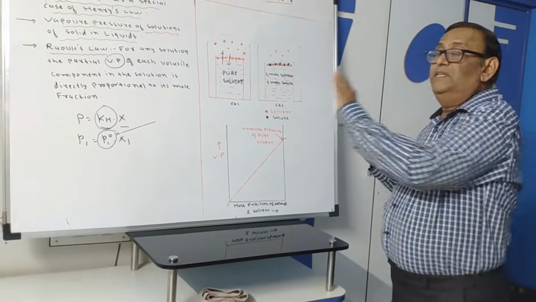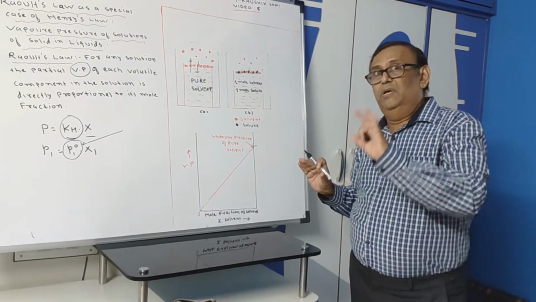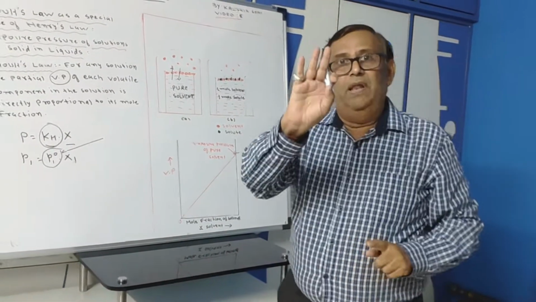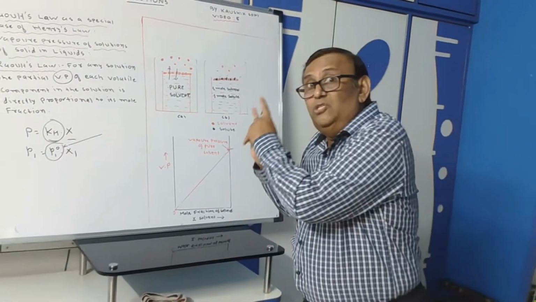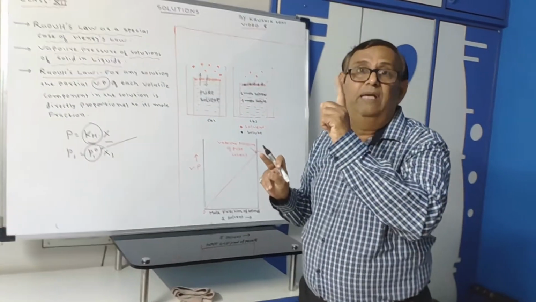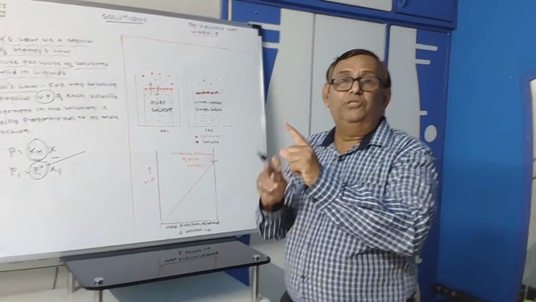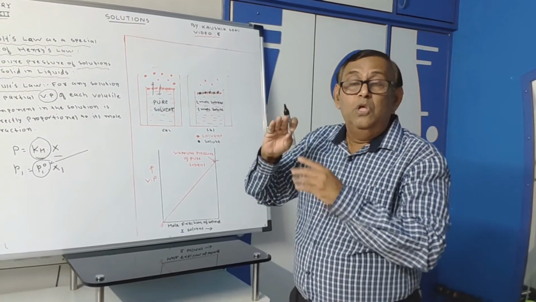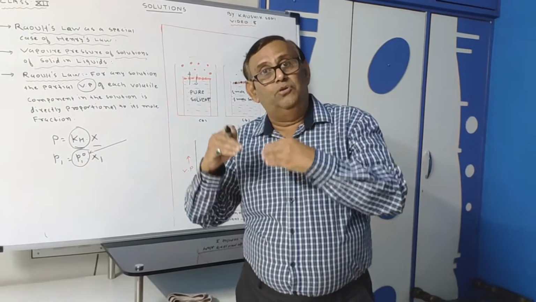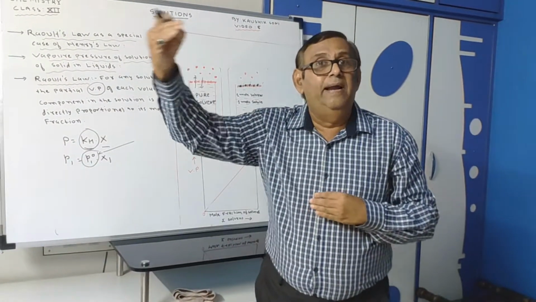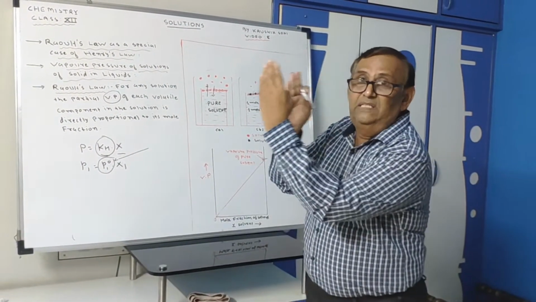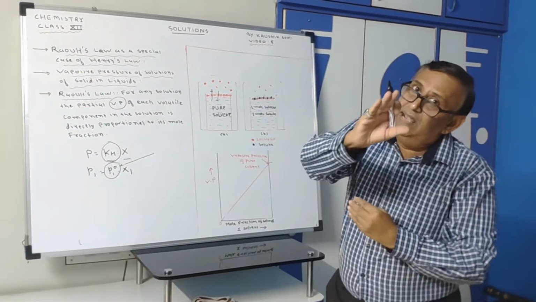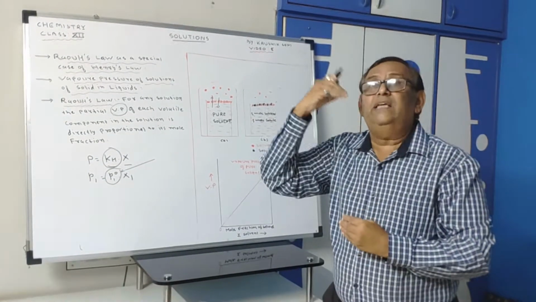Now this Raoult's law is for binary solutions, that means only one solute and only one solvent, and for solutions which behave as ideal. Ideal solutions mean they obey Raoult's law. So what about non-ideal solutions? What is the basic difference between ideal and non-ideal solutions? We will discuss that in my next video.